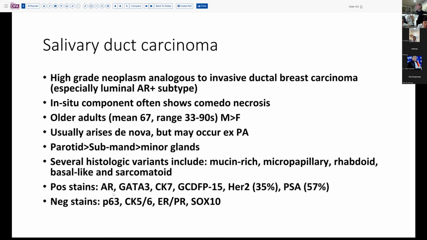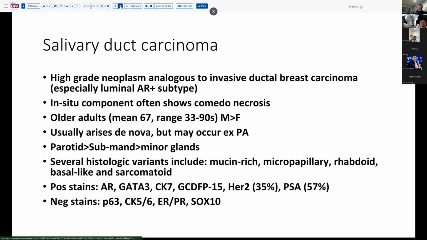Now, in contrast to what we just mentioned, this tumor usually is GATA3 positive. It's positive with androgen receptor, which probably explains the male predominance, but it also stains with some of the breast markers like GCDFP and HER2 in about a third of cases, and maybe even PSA. So it's a really quite interesting array of positive markers here, that includes breast, prostate, and other areas. So quite interesting in that regard.